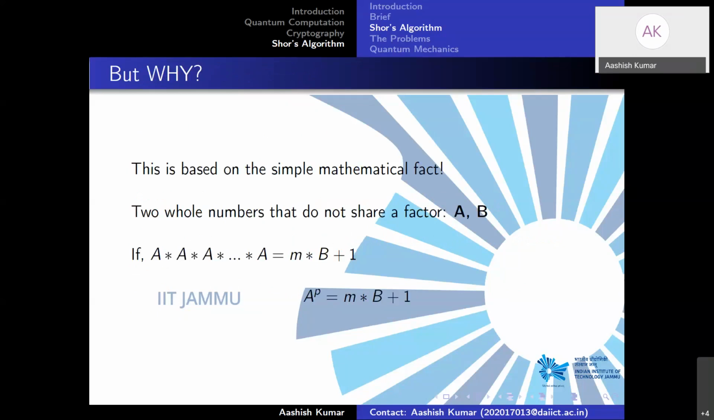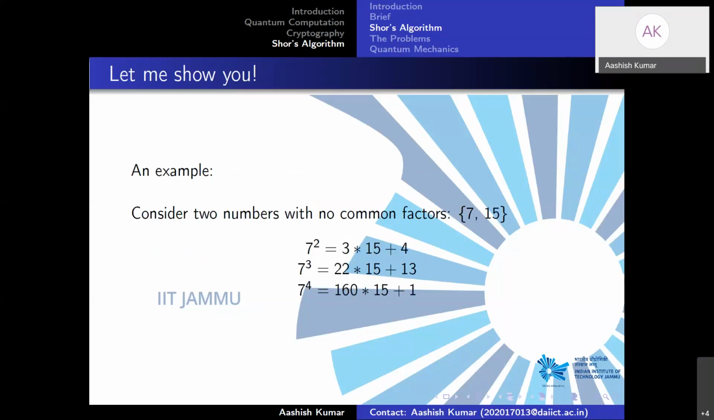This is based on a very simple mathematical fact: suppose two whole numbers a and b do not share a common factor. If we multiply a by itself a sufficient number of times, it will result in some integer m times b, plus 1. That could be consolidated as the equation a to the power p equals m multiplied by b plus 1, where p is the number of times that I'm multiplying a.